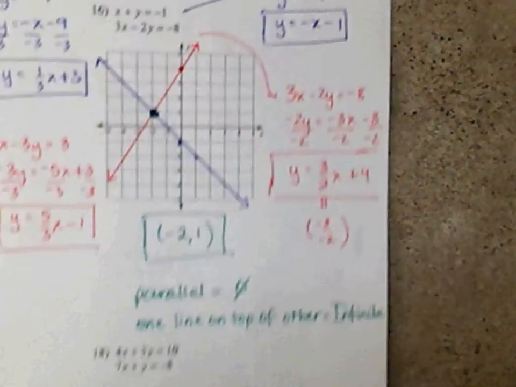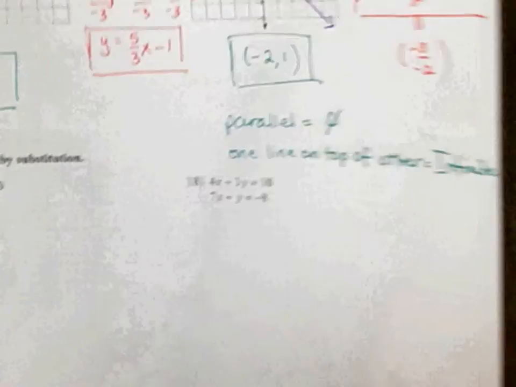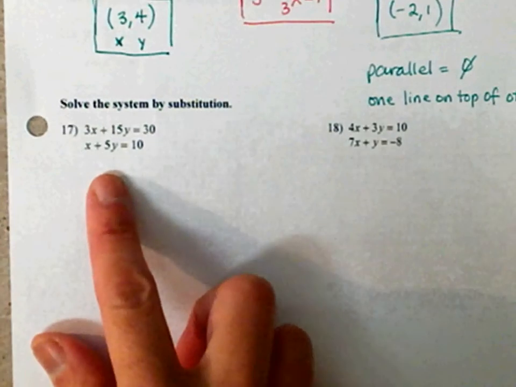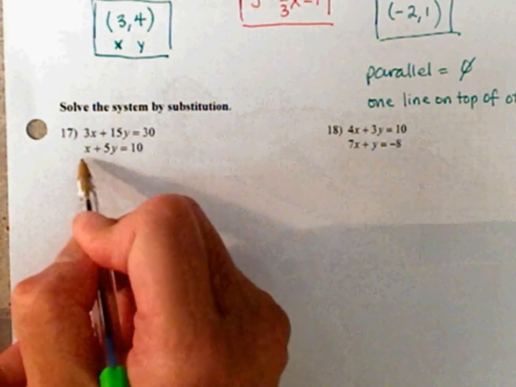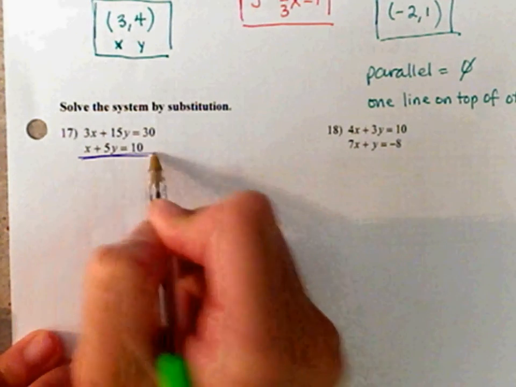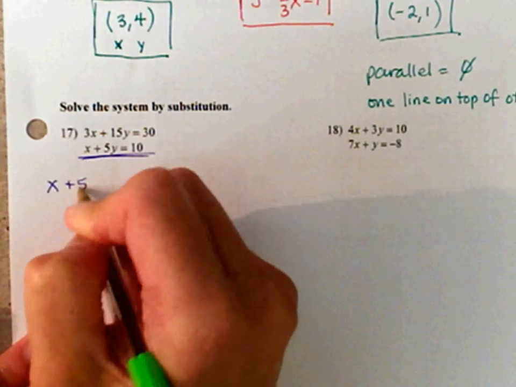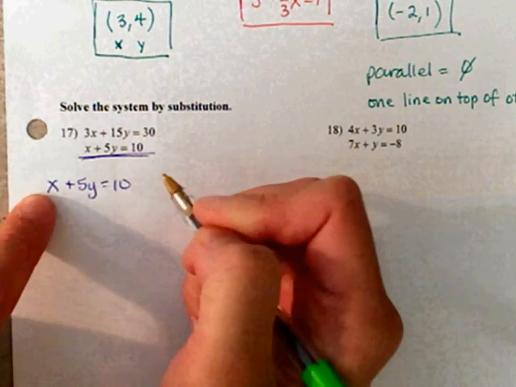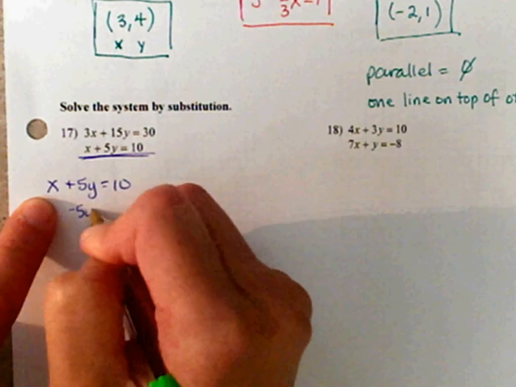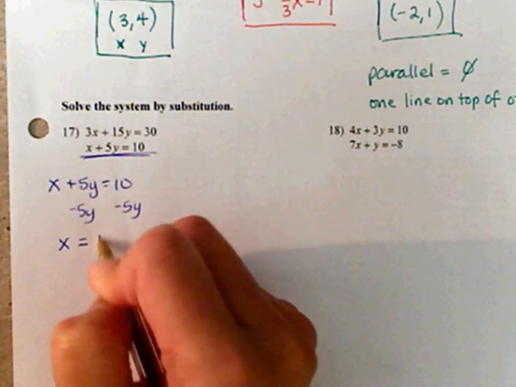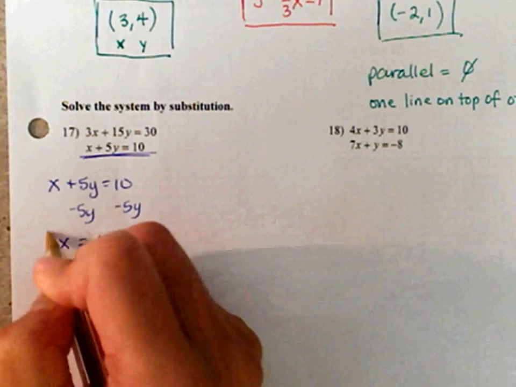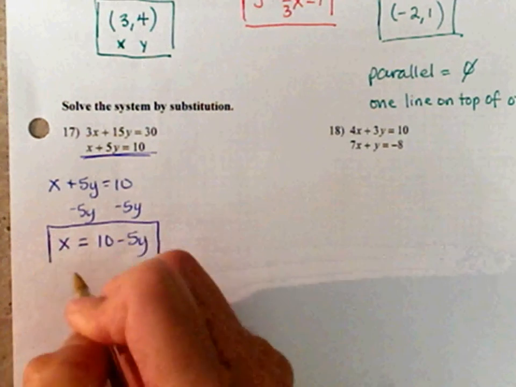Number 17. Now we are going to solve by substitution. If you look for the one that has a coefficient of 1, this one right here has a coefficient of 1. So I am going to solve for x. I'm going to subtract 5y, so now you have x is equal to 10 minus 5y. I'm going to box that one in because I will come back to it in a little bit.